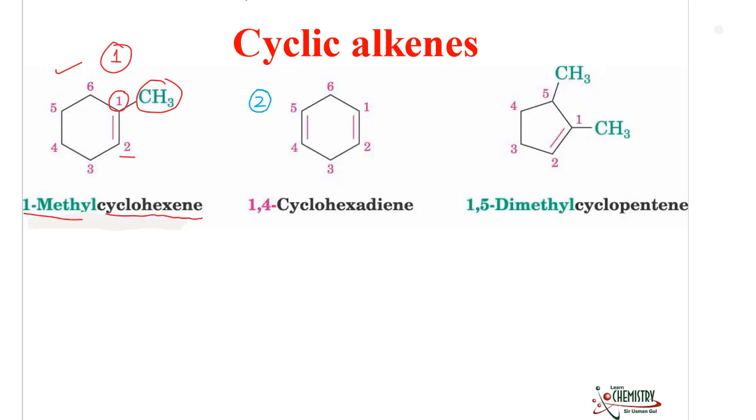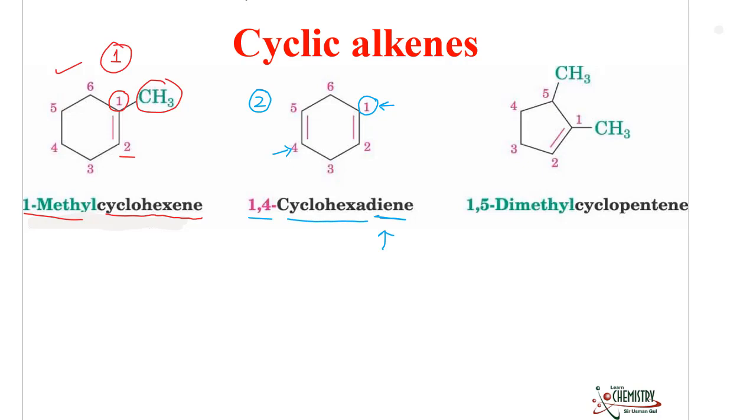This is the second example. In this example you can clearly see there are 2 double bonds. Now I am starting from here. So this is carbon number 1, 2, 3, 4, 5. You can see on carbon number 1 I have a double bond, and on carbon number 4 I have a double bond. So I will write 1,4-cyclohexadiene. Why diene? Remember, because there are 2 double bonds.